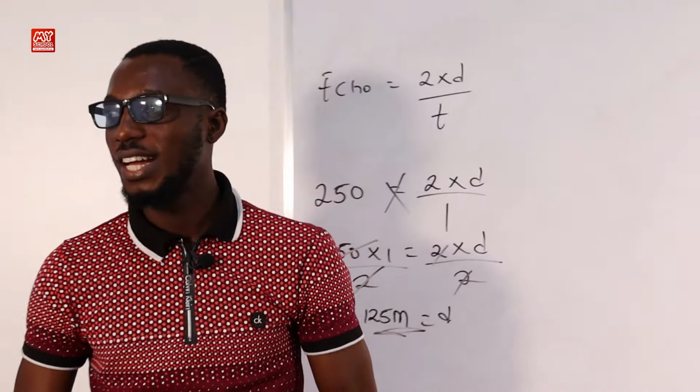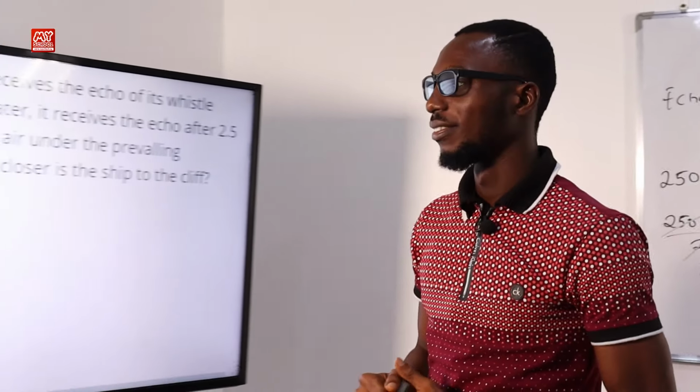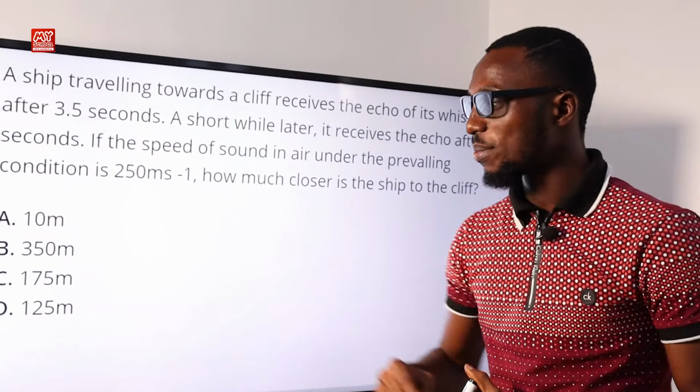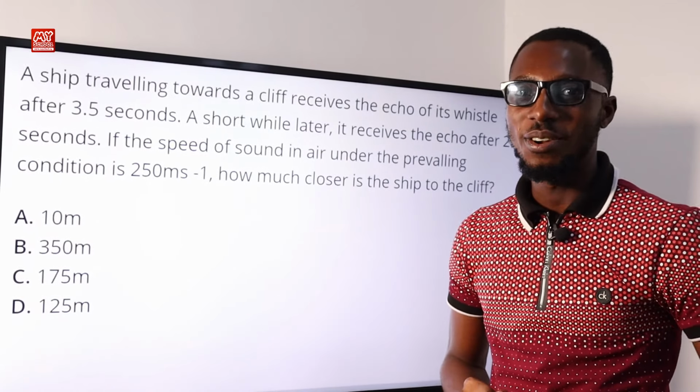So let's go back to the screen and select the correct option. Looking through all of the options, option D, 125 meters, is the correct option.